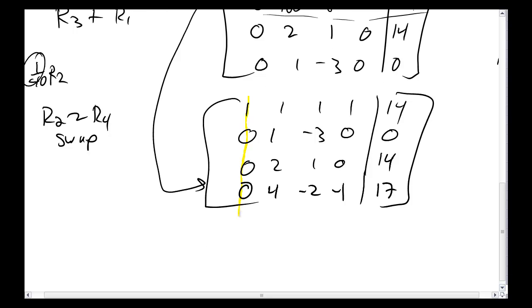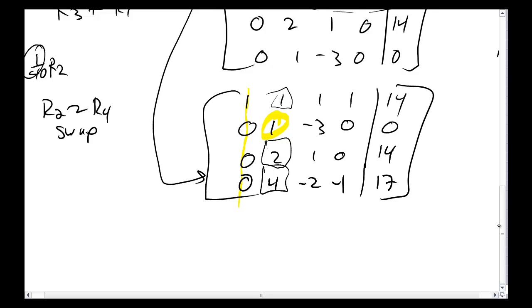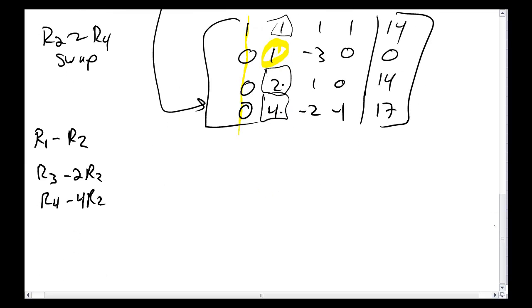Notice something. My first column is exactly like I want it. In my second column, I have this number 1 here, which I like, but I have to change each of these numbers using that 1. So it's time to do some more row operations with additions and subtractions. Row 1, I need to subtract row 2, because 1 minus 1 will give me 0. For row 3, I need to subtract 2 times row 2. And for row 4, I need to subtract 4 times row 2, because this is a 2 and this is a 4 here. So now I'll carry through those operations.